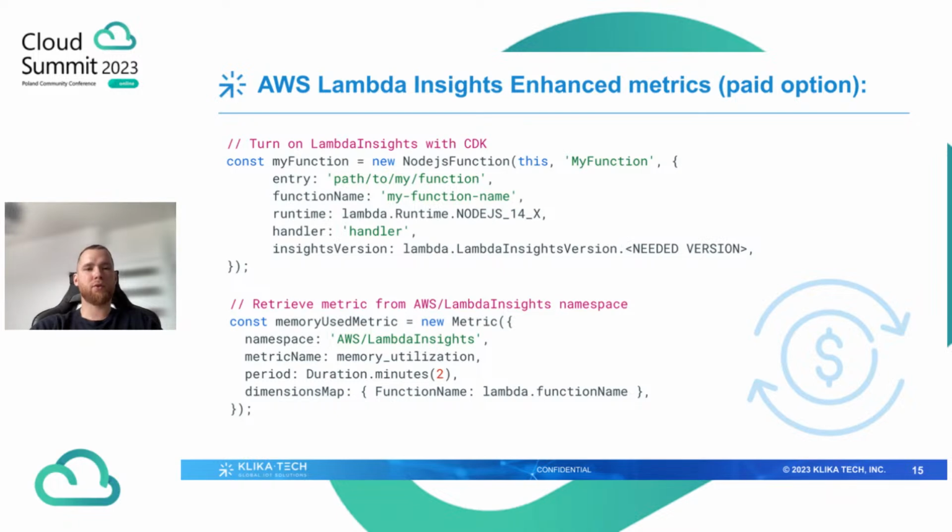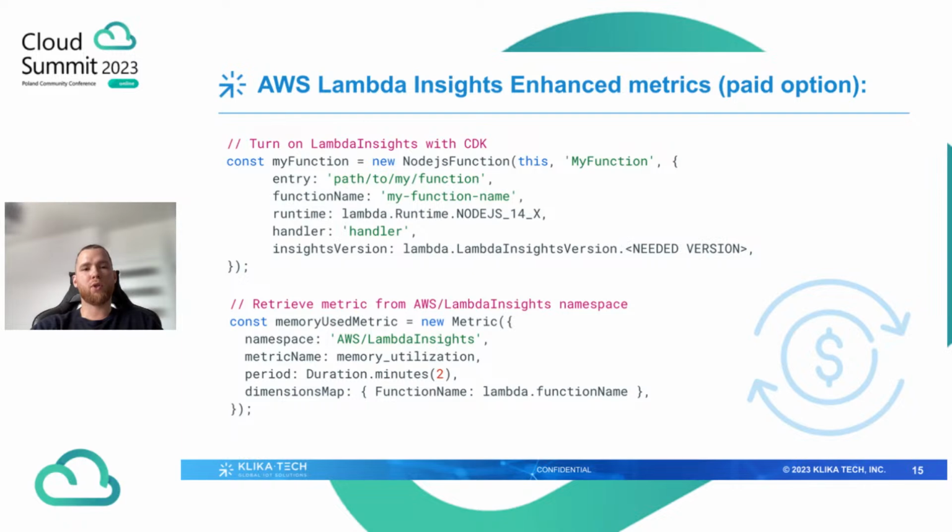Another useful metric is the memory utilization metric. This metric shows the percentage of memory used by your function during its execution. A very useful metric in a serverless application. If you notice that your function is consistently using less memory than what you have allocated, you can reduce the memory allocation to save costs. Conversely, if your function is consistently running out of memory, you may need to increase the memory allocation to ensure that it runs efficiently.